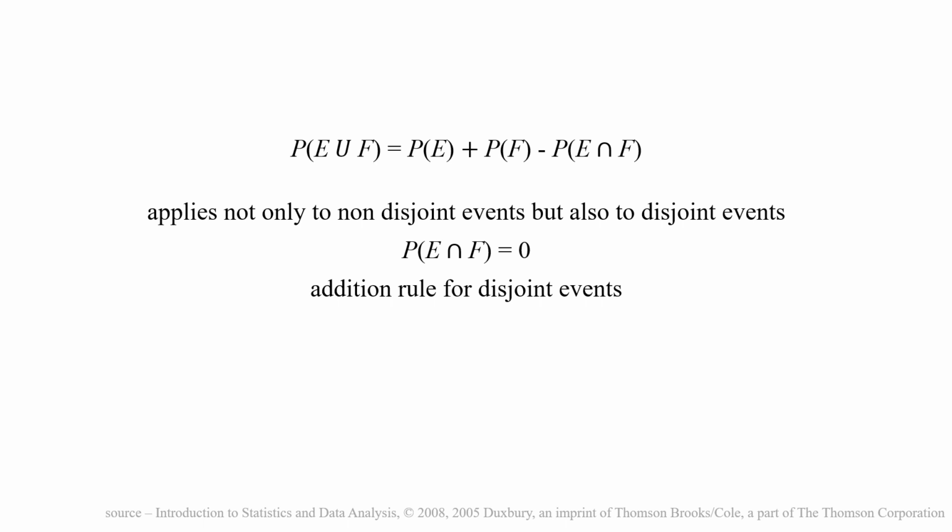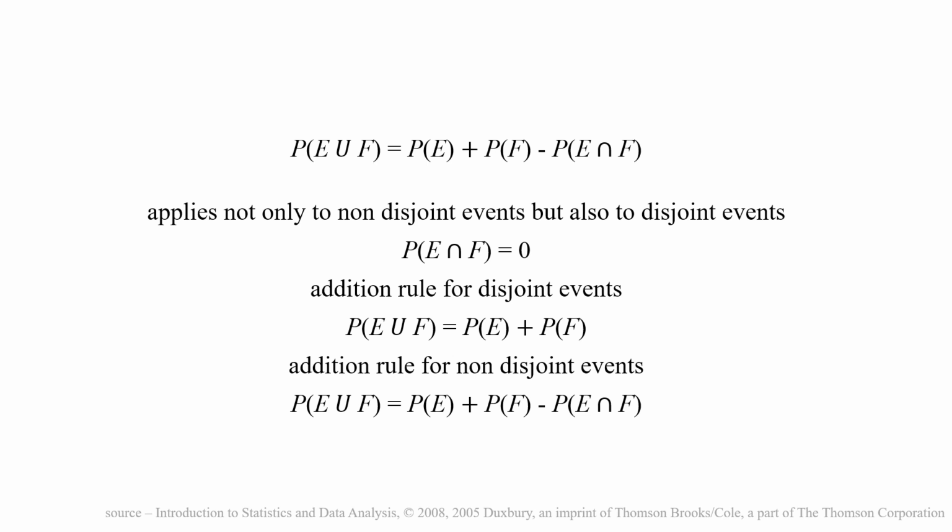Since probability of E intersection F equals 0 for disjoint events, the addition rule for disjoint events becomes probability of E union F equals probability of E plus probability of F. While the addition rule for the non-disjoint events stays as probability of E union F equals probability of E plus probability of F minus probability of E intersection F.